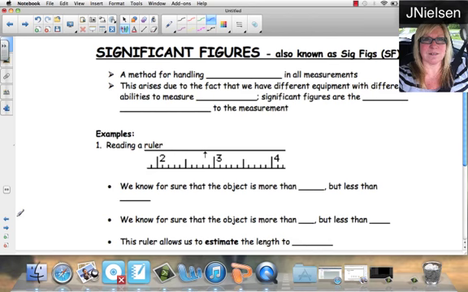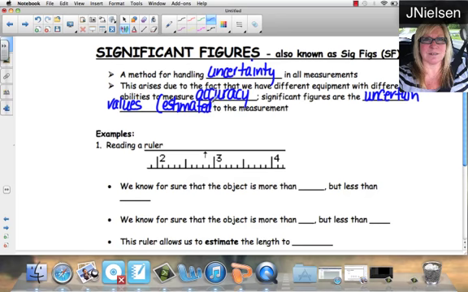All right, so let's get to significant figures. Significant figures are a method for handling uncertainty in all measurements. This arises due to the fact that we have different equipment with different abilities to measure accuracy. So significant figures are the uncertain values to the measurement. And sometimes we can refer to them as the estimated values to the experiment.